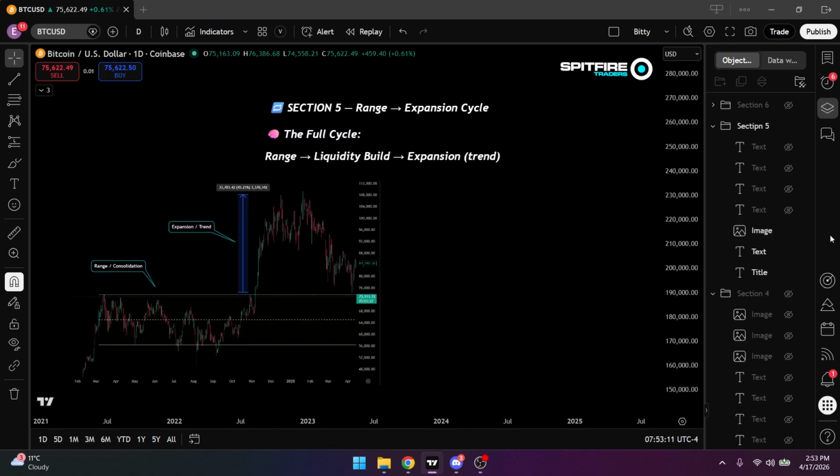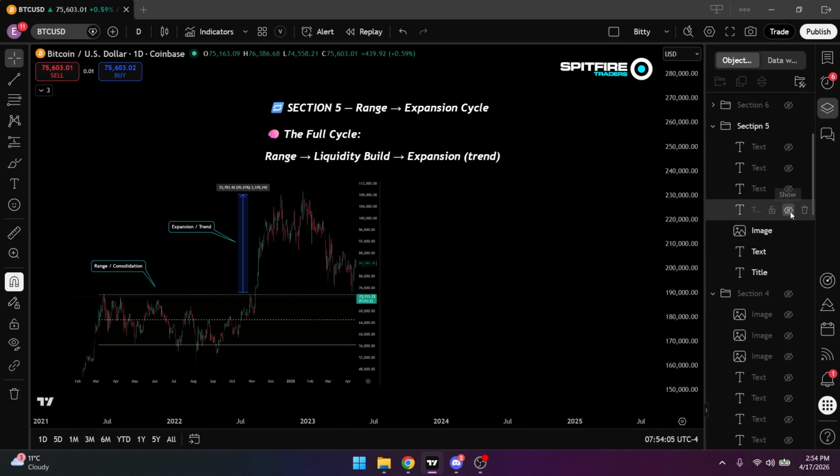What does this mean? While price is stuck in a range, something important is happening. Liquidity is building on both sides. Above the highs, we have buy-side liquidity, and below the lows, sell-side liquidity. Every time price taps the highs or the lows, more stop losses accumulate, more breakout traders get involved. So the longer the price stays in the range, the more liquidity builds, the more pressure builds, and the more significant the eventual breakout move will be.